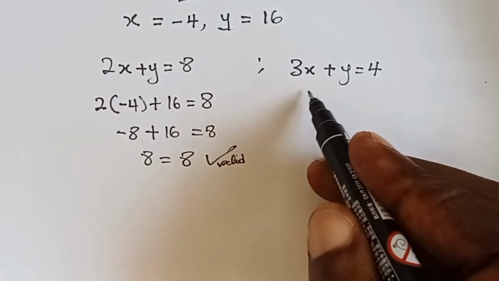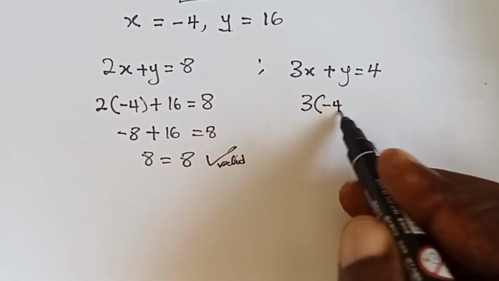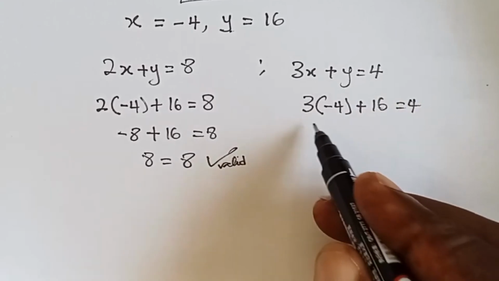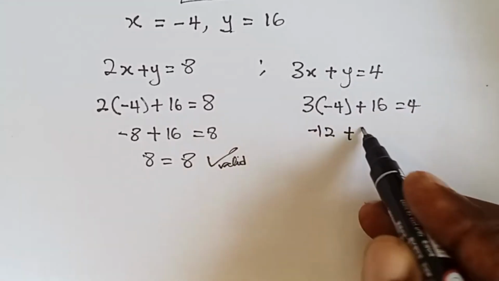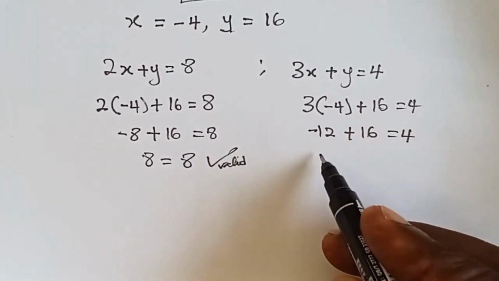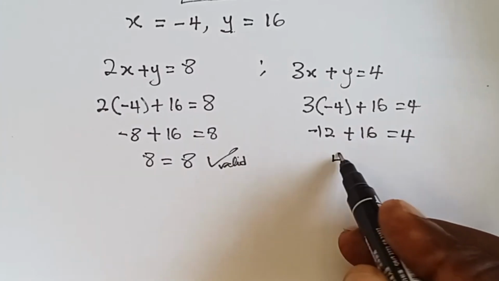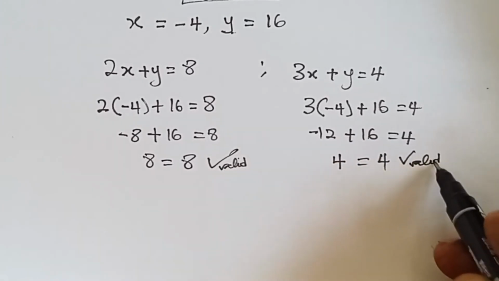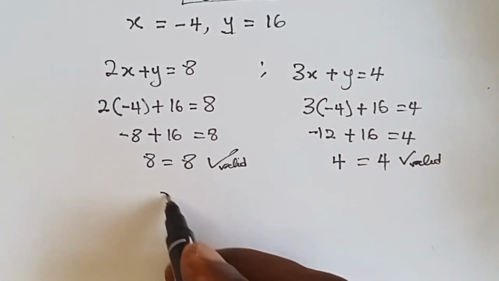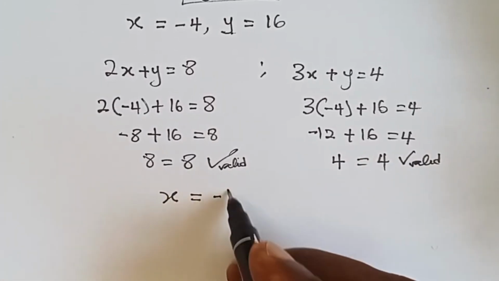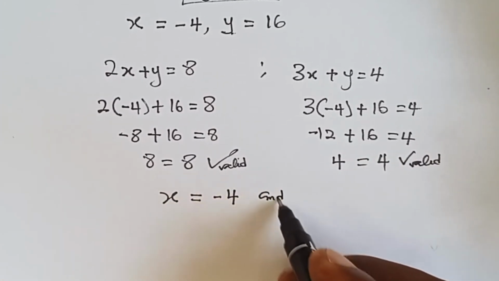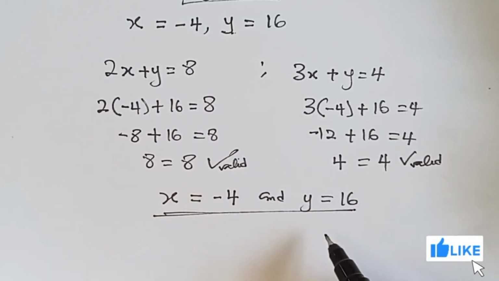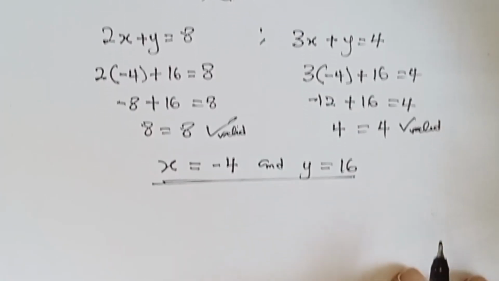Now let's check for the other one. 3 times our x, which is minus 4, plus our y, which is 16, equals 4. 3 times minus 4 is minus 12, plus 16 equals 4. Minus 12 plus 16 is 4. 4 equals 4. So this is also valid. It means our answer x equals minus 4 and y equals 16 is correct.